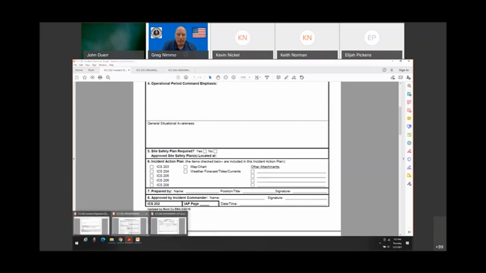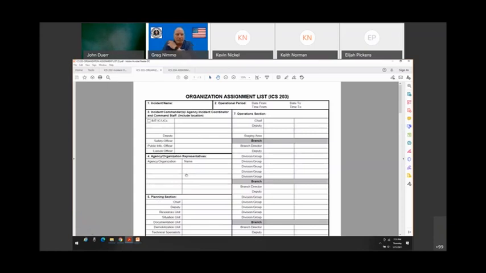Let me see, the 203 form. Again, this is your organization assignment list. This is basically telling you the who's who of who's responsible for what. If you have an IMT, incident commander, or unified command, you want to list all those people in that box number 3. Again, your incident name, and your operational period is going to be the same for one day's activities.